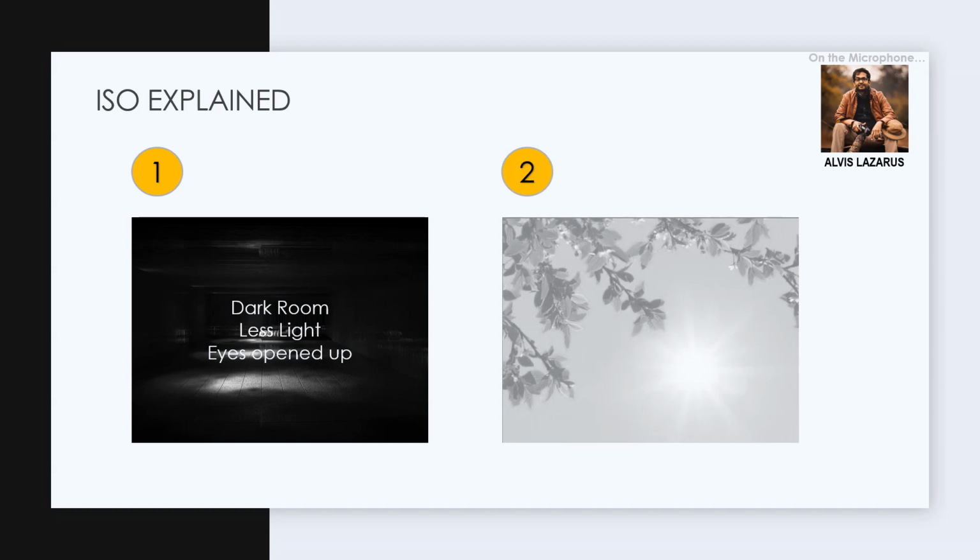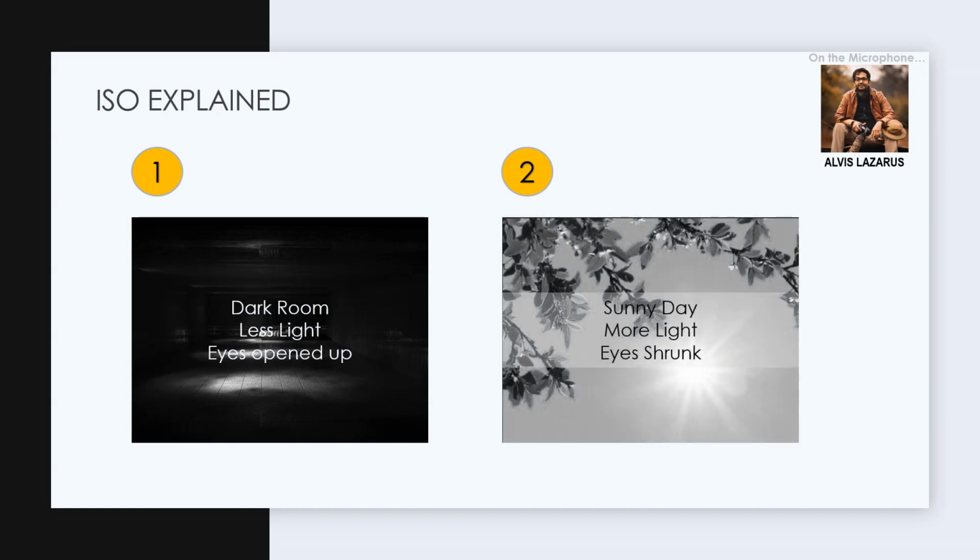Scenario number 2, it is a bright sunny day and you are walking outside your home. What you would do, since there is more light, you will partially close your eyes or shrunk your eyes to have a better visibility. So now, to put this into a different perspective, in a dark room, if you are not wide opening your eyes, what would happen is you won't be able to see any objects properly. You will probably see dark. And on a bright sunny day, if you are not partially closing your eyes, your vision gets washed out.